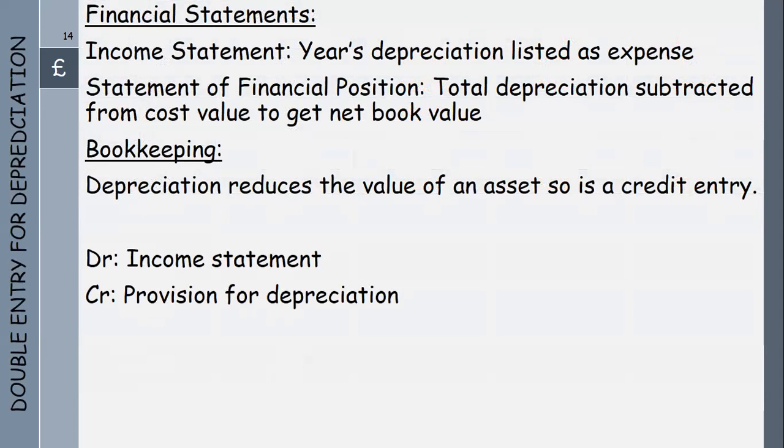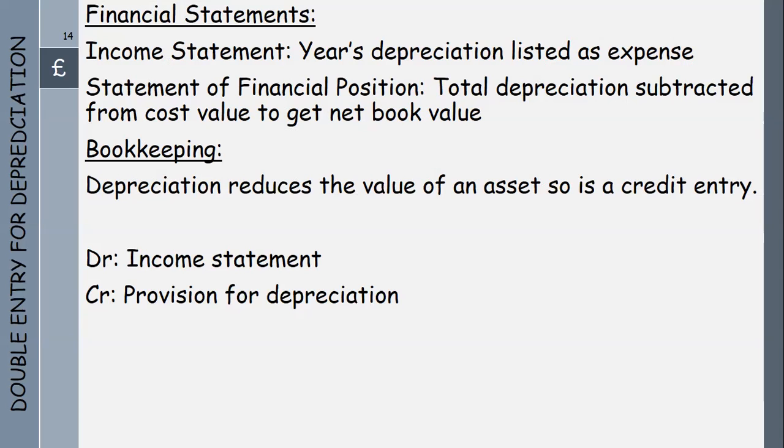And then we have to think about how it looks on the financial statements and how the double entry bookkeeping works. So on the income statement, we list this year's depreciation as an expense. So only the depreciation for the year goes on the income statement. So the smaller of the two numbers. The provision for depreciation, the total depreciation, goes on the SOFP, and we take it away from the cost to get the net book value. So remember those three numbers we have right at the top of the SOFP.